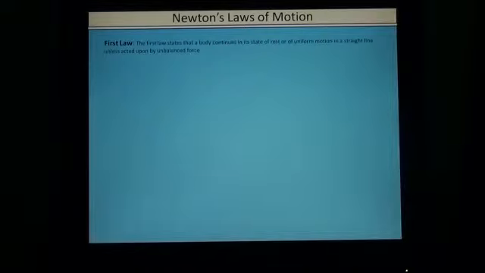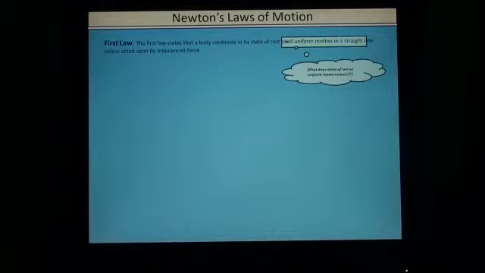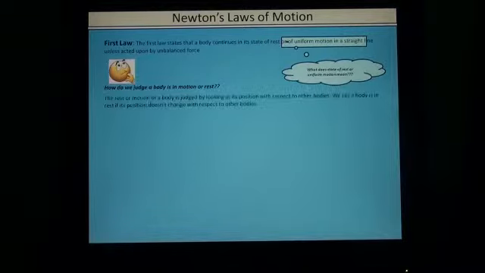So in this law, let's first understand what we mean by state of rest or state of motion. The basic question is, how do we judge whether a body is in motion or at rest? We judge the rest or motion of a body by looking at its surroundings. So let's take an example.